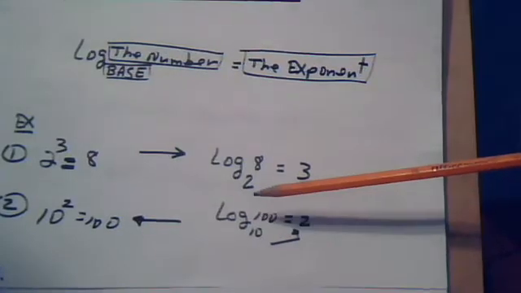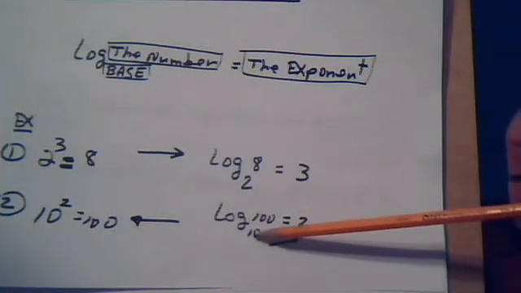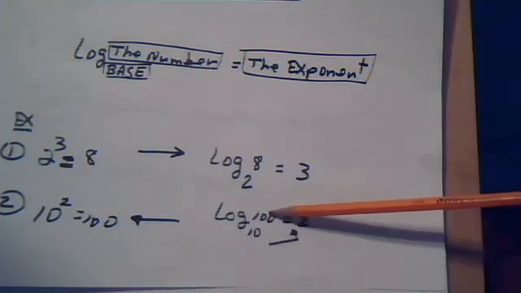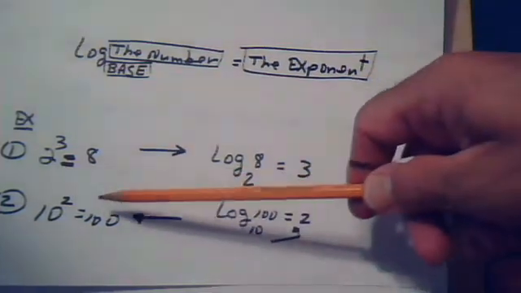Now we should be able to go from logarithmic to exponential. This is the easier one. Just draw a little arrow from the 10 to the 2 to the 100, and then just say 10 to the second equals 100. Just follow this arrow. So this logarithmic form has turned into this exponential form.